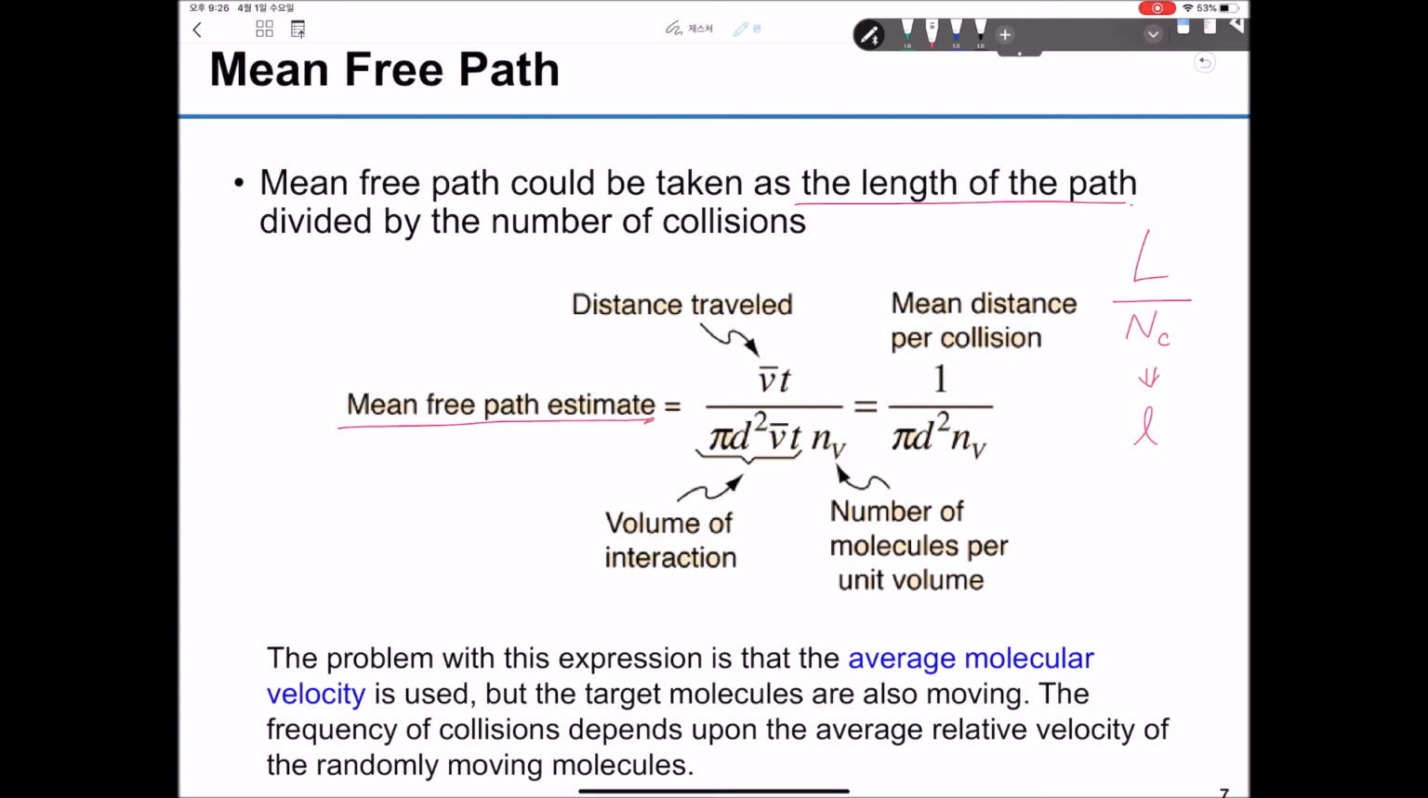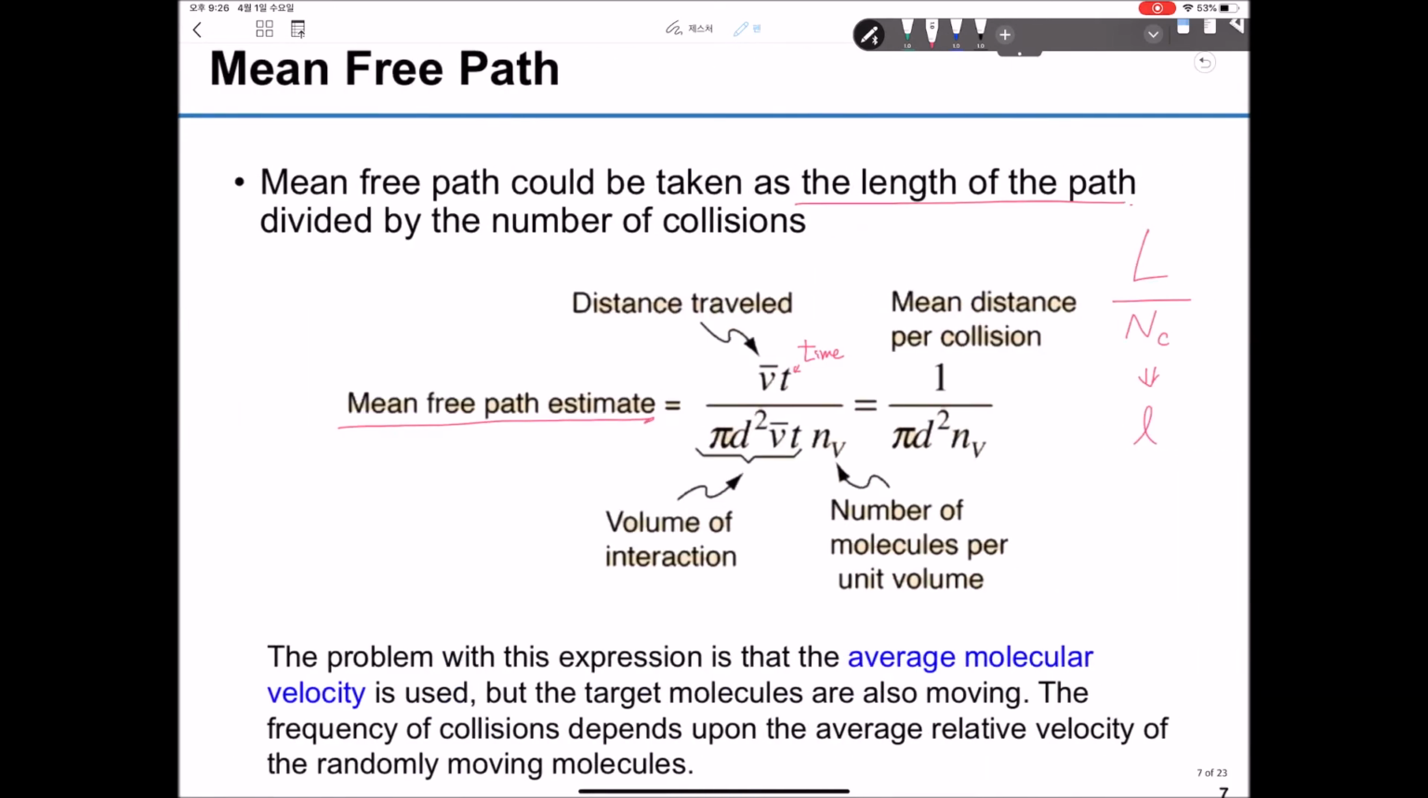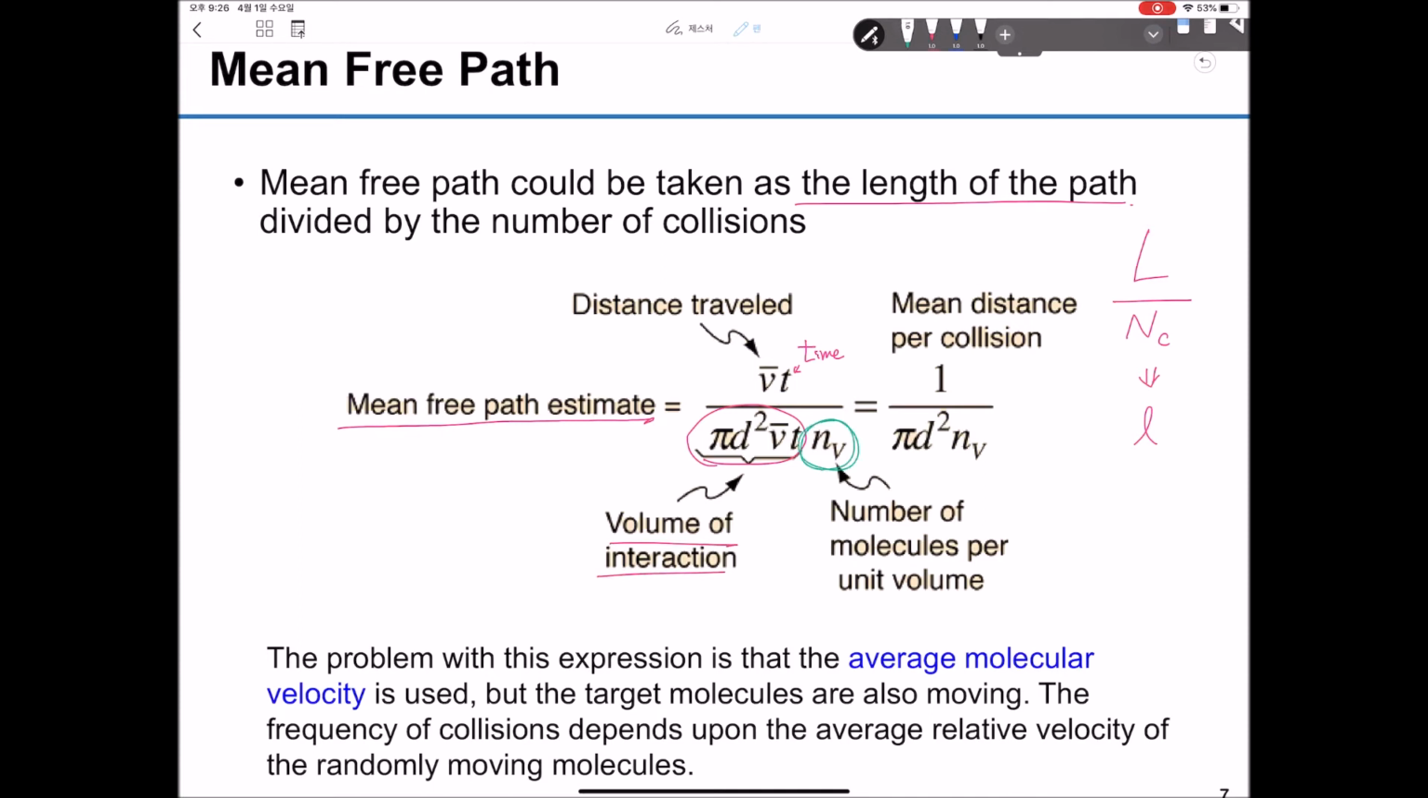Okay, the total distance traveled by an electron, or charge carrier, or any given particle, is the mean velocity v bar times time t, over the volume of interaction, this volume right here, times the number of molecules per unit volume.